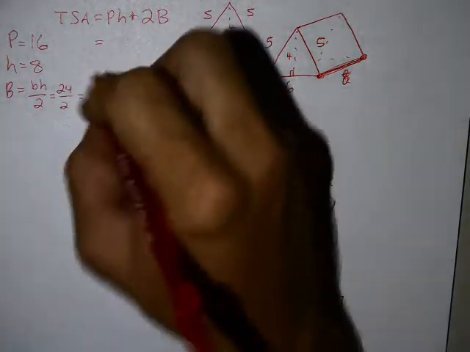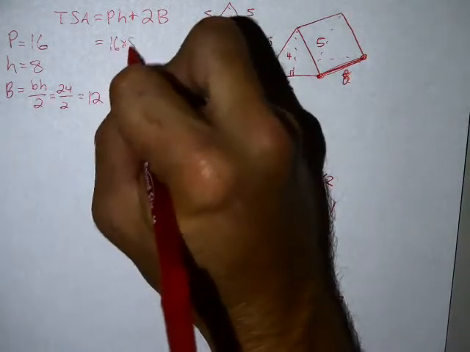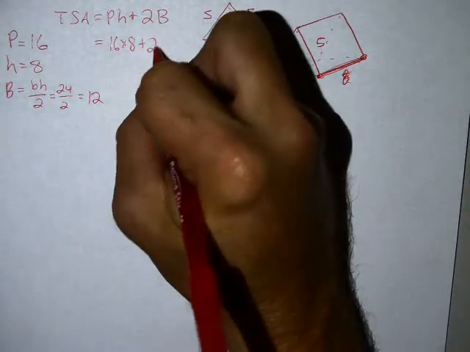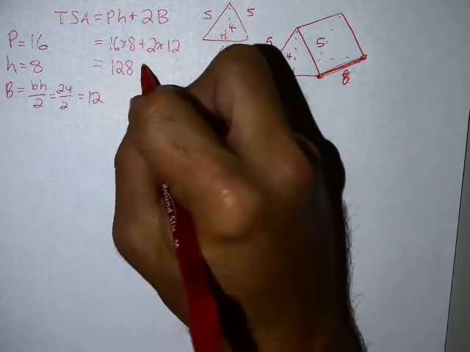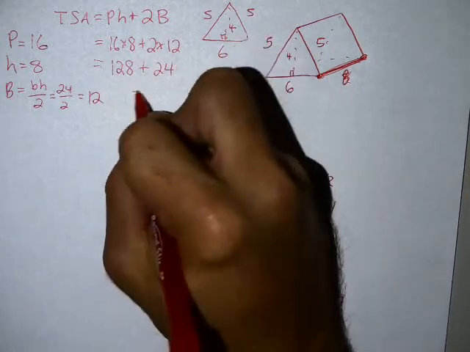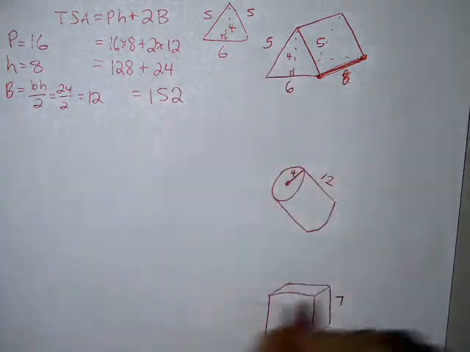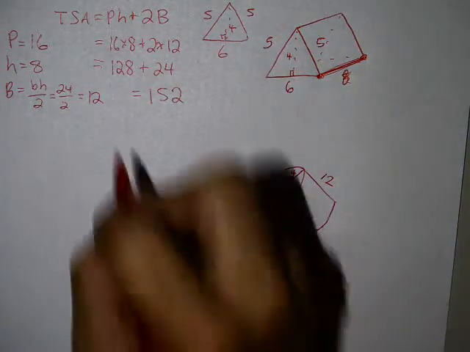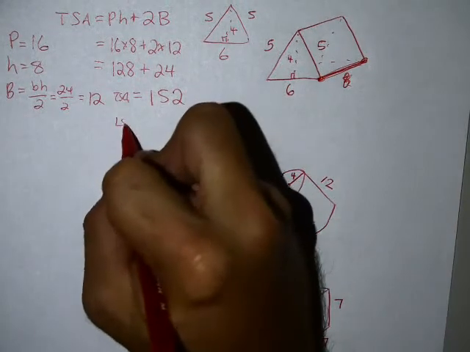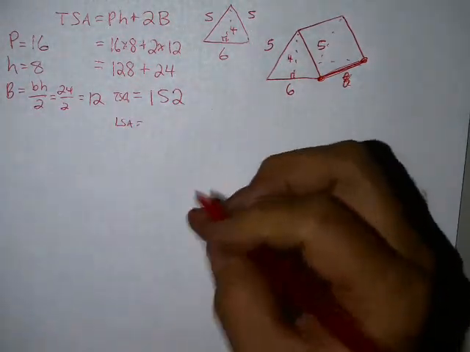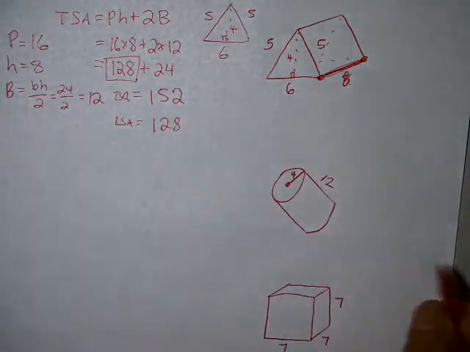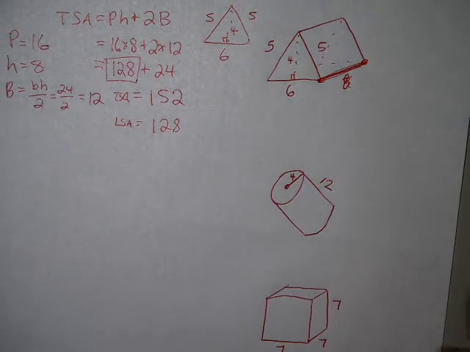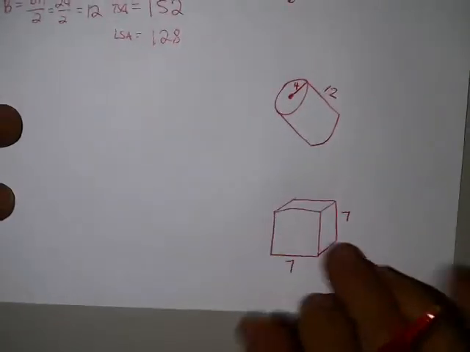Now I'm just going to put those numbers into the formula. 16 times 8 plus 2 times 12. Do a little math. 16 times 8, 128. 2 times 12, 24. And I get a total surface area of 152. Again, if I look back at the problem and it said lateral, well, that's that first half of the number, 128. So I've actually found both of them and just need to figure out which one they're asking me. Okay, next we have a cylinder.